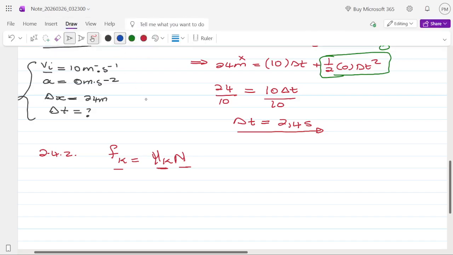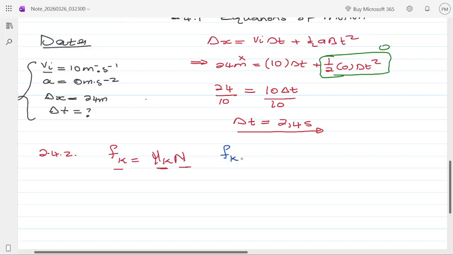I'm not sure if you guys understand that. So the kinetic friction, the Fk, does not depend on speed, because you see that when we calculate Fk, we don't have any v in this equation. So it does not depend on speed.